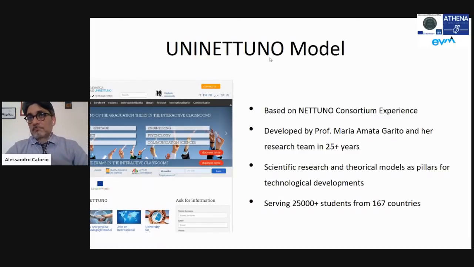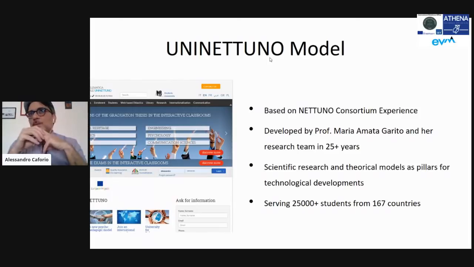So we started working on distance learning and online learning a long time ago, and nowadays our model is based pretty much on the research of my professor, director of Uninettuno, Professor Maria Mata Garito, and her research team that now I am leading. And therefore, we are not using an open source platform like Moodle or Canvas or a commercial platform like Blackboard, but she decided to use her pedagogical knowledge to build something tailored on the pedagogical needs she wants to address.